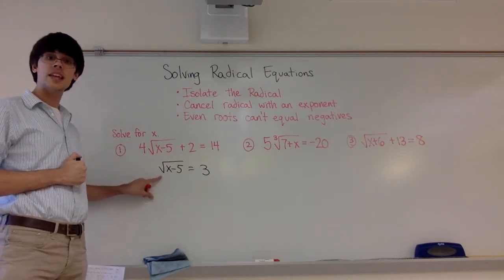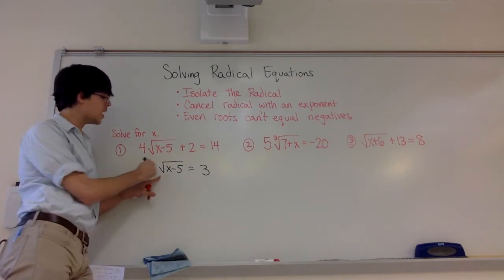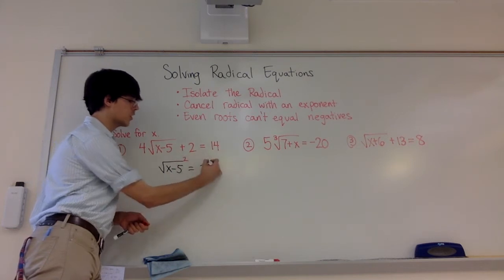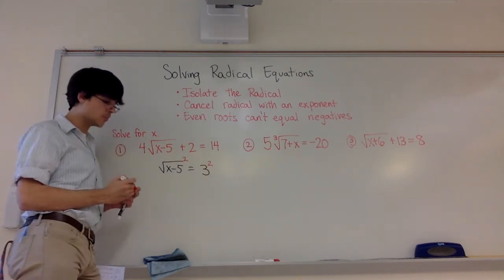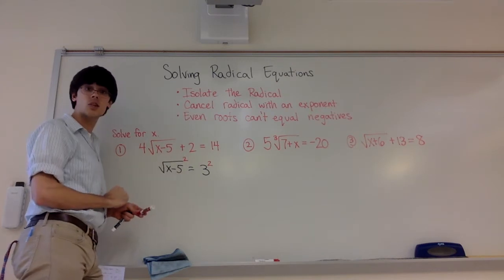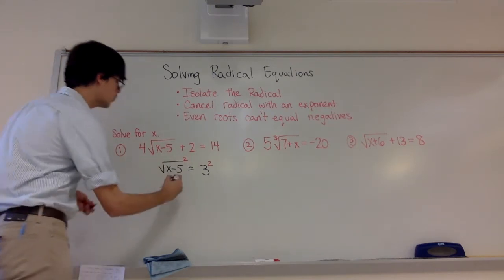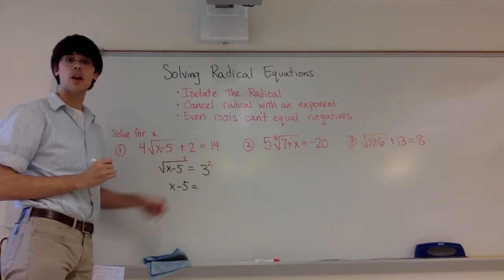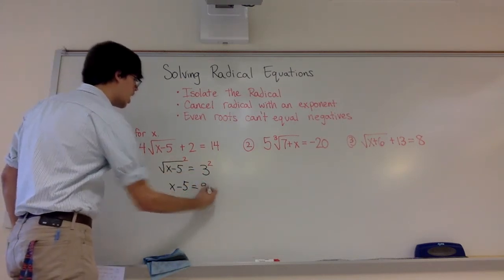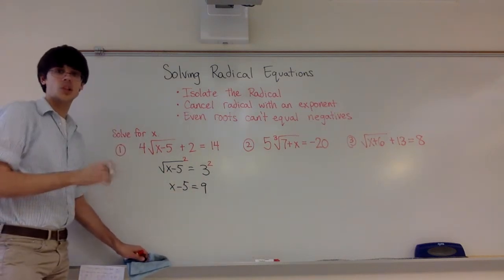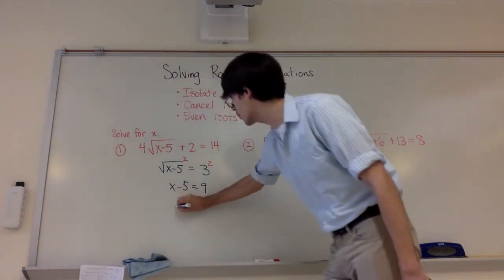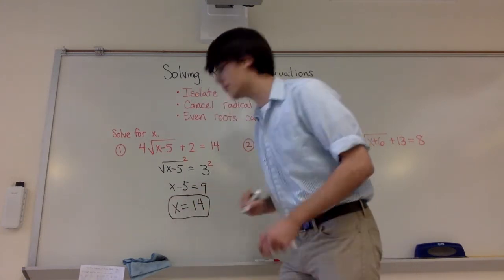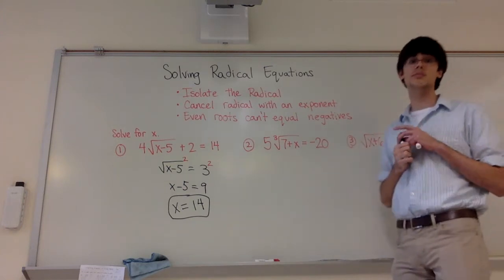What we want to do now is cancel out this square root right here. And the way you cancel out a square root is by squaring both sides. We are going to bring an exponent of 2 onto both sides of our equation because that's going to cancel our square roots. So we will end up with just x minus 5 over here, and now it's going to equal 3 squared, which is 9. Once we do that, the square root is gone. We're just going to finish solving for x, add 5, and we get x equals 14. So we got the square root by itself, and we canceled it with an exponent.